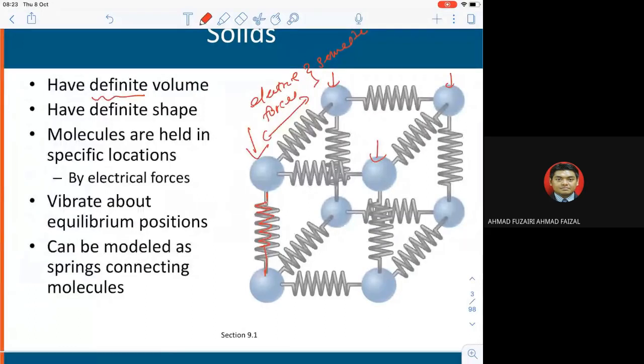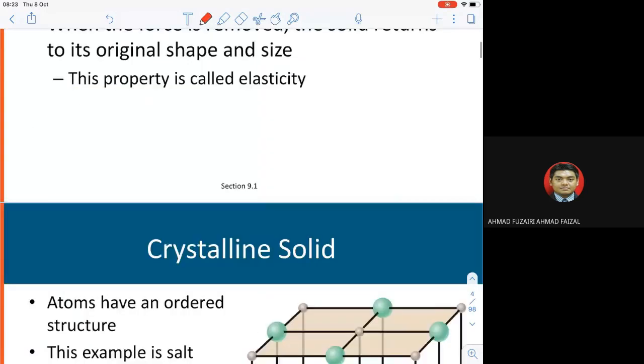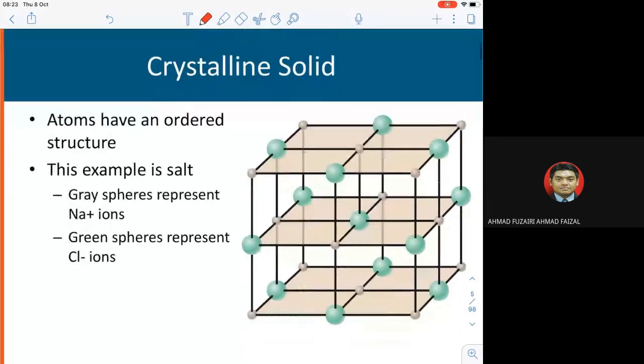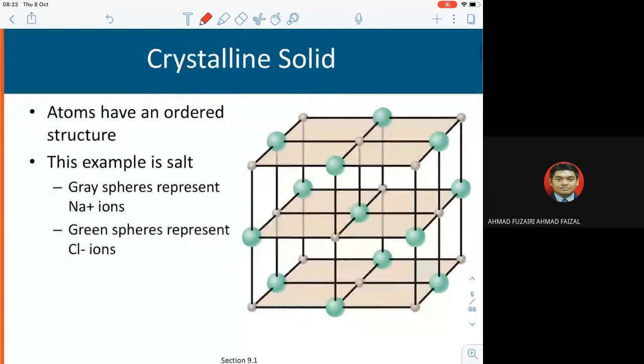If we try to change its position, then the molecule wants to return to its original position. So that's what is meant by solid. This is the crystalline solid. Just to help you understand solids: when atoms have an ordered structure, this gives more information about what a solid is all about.